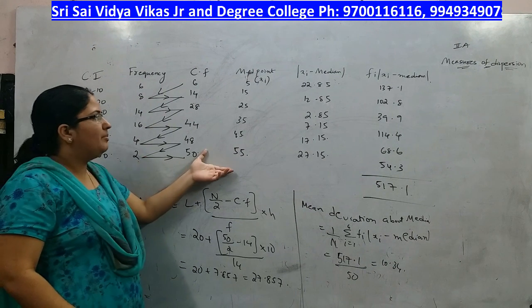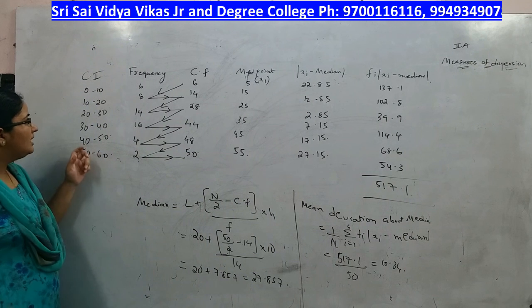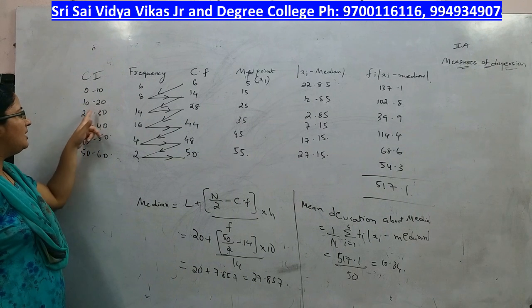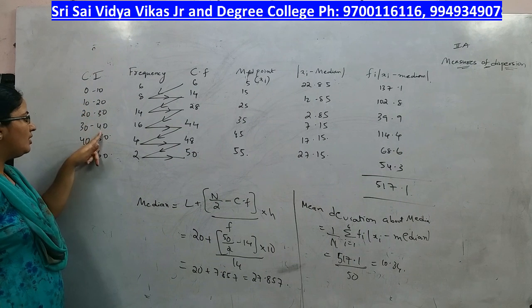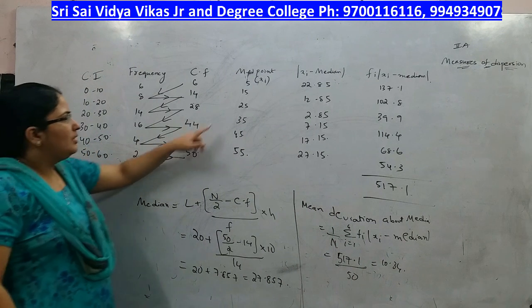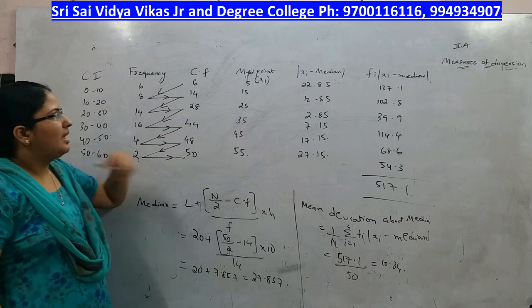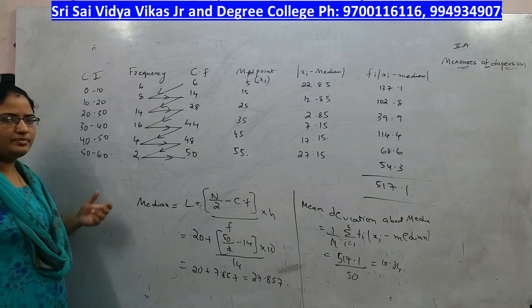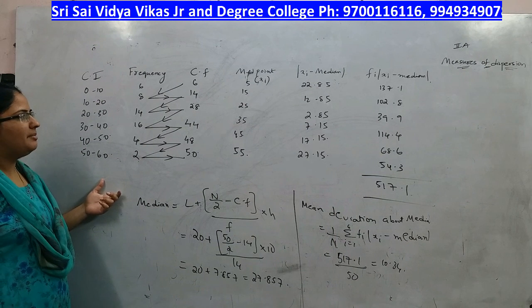Next, find the midpoints. How to find the midpoints? 0 plus 10 by 2, 10 plus 20 by 2, 20 plus 30 by 2, 30 plus 40 by 2, 40 plus 50 by 2, 50 plus 60 by 2. You will get the mid values like this. After getting the mid values, you have to find xi minus median.